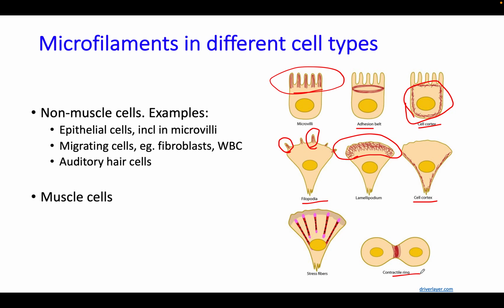So let's move on. We also find microfilaments in muscle cells, and muscle cells are where actin is essential for contraction. We'll talk a bit more about that later.